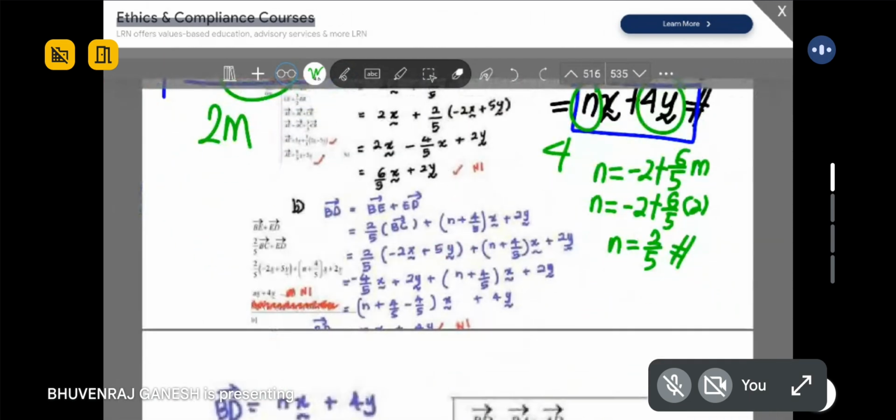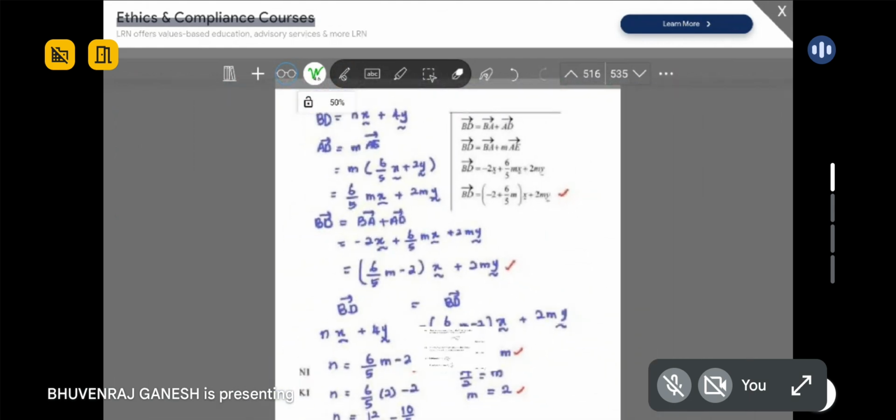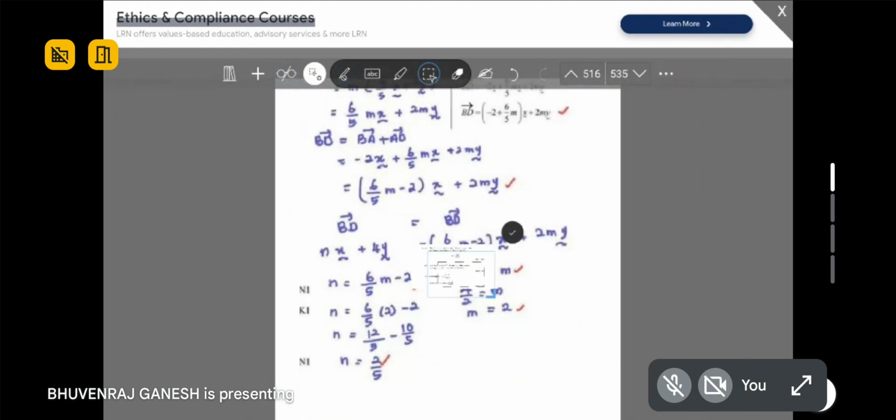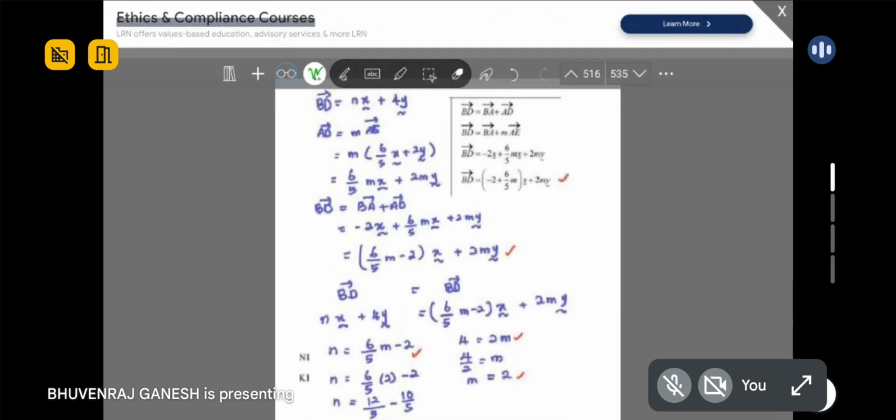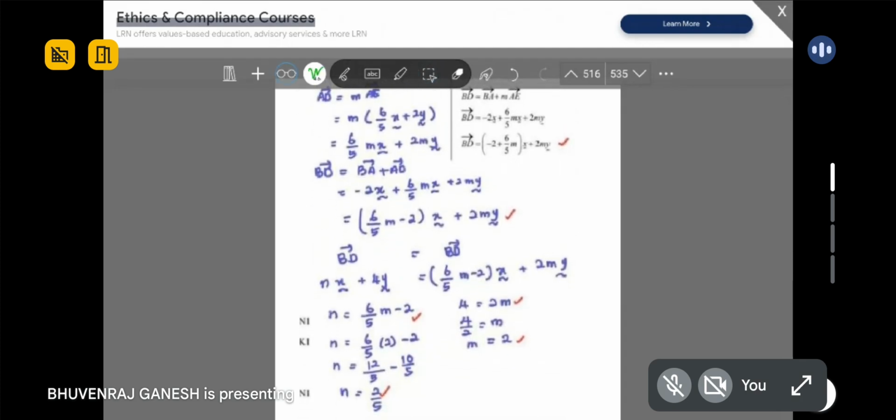So you can see the working over here, how they find the m and n. This whole thing over here, it's quite a long process, but it's still the same step, still the same answer.